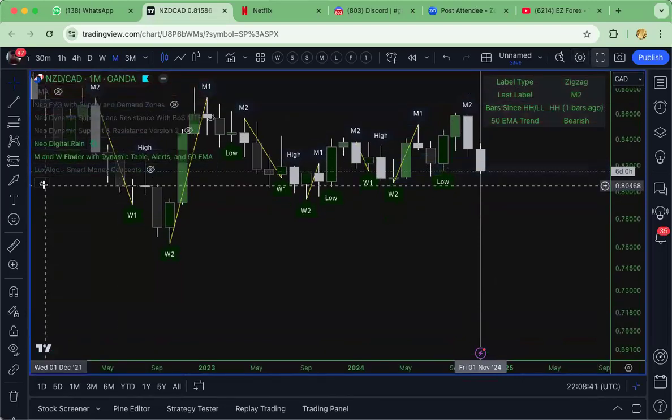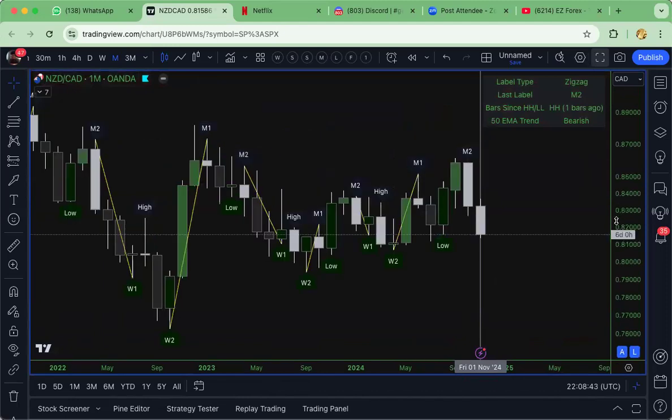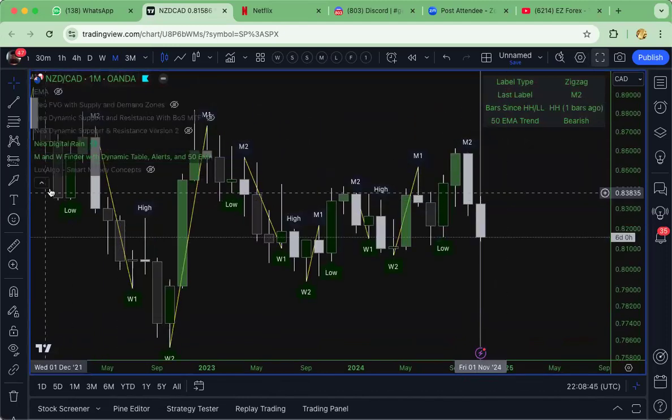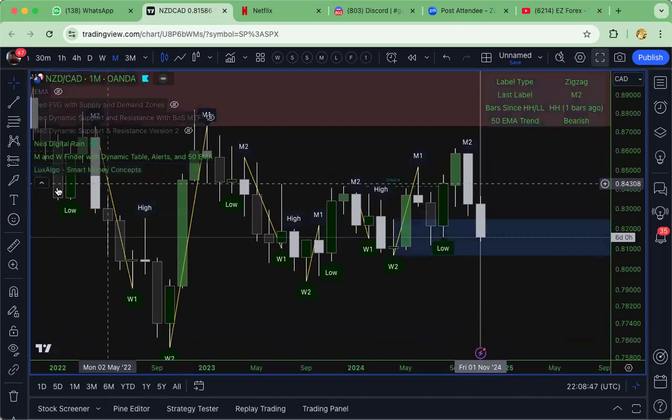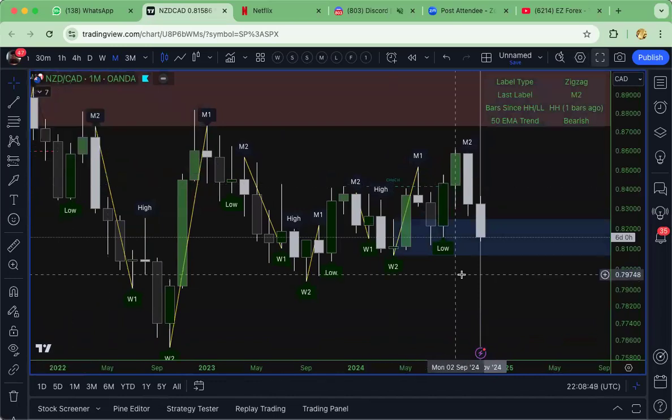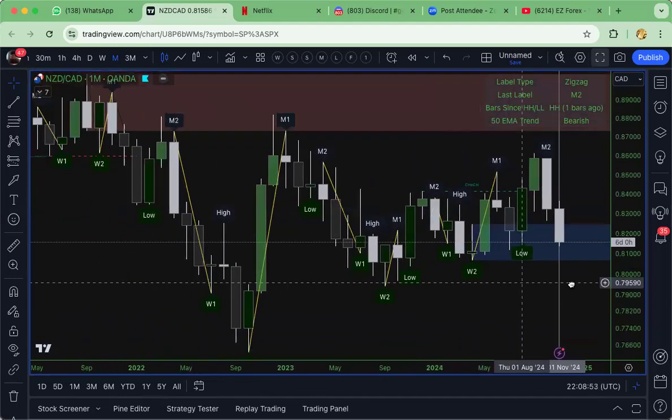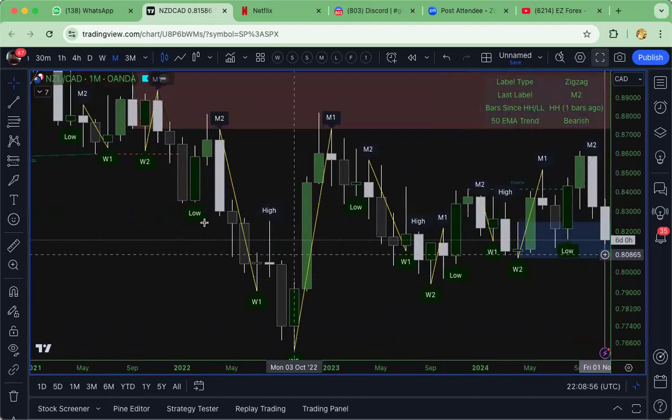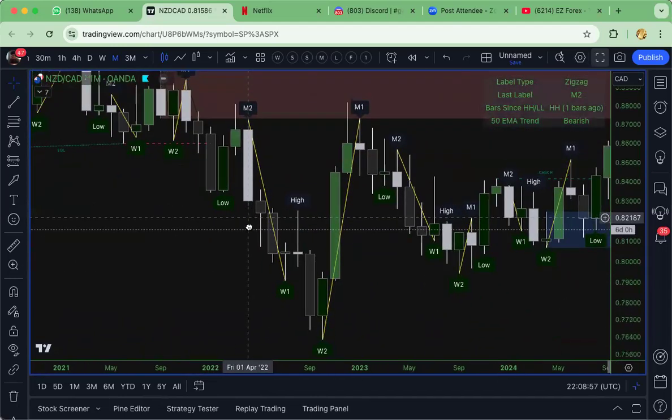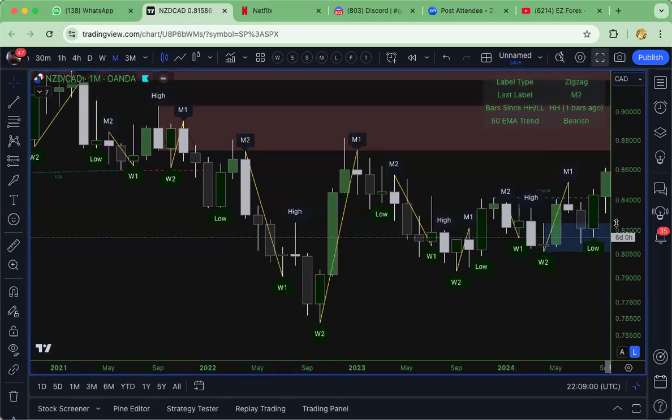So this is LuxAlgo Smart Money Concepts, yeah. And I'm going to switch it on. And look at this now. So look what happened here. Let's see, this is a monthly time frame, so it might be a bit more difficult. Okay, yeah, here, boom. Look, this is a perfect example of this.